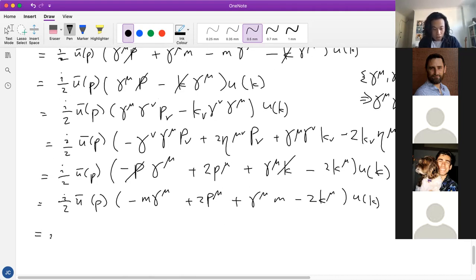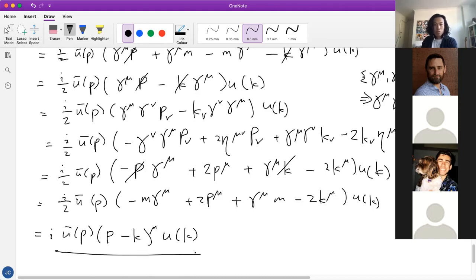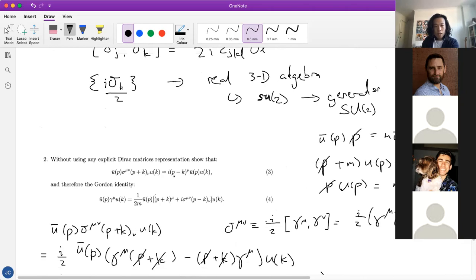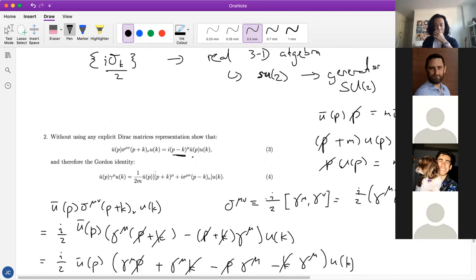So we end up with just i times U bar P. And then we have P minus K all to the mu, since it's just these two left, and then U of K. And that's exactly what we're looking to do here. Okay, they took this out the front, but same thing, because those two commute.